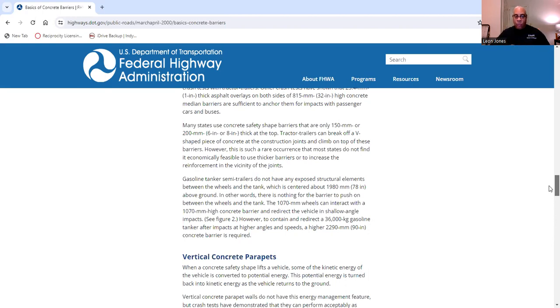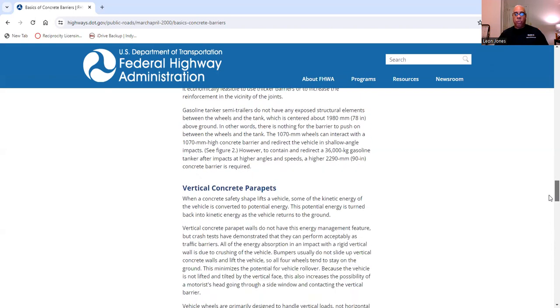However, to contain and redirect a 36,000-kilogram gasoline tanker after impacts at higher angles and speeds, in other words, let me round this out, basically, when you have a gasoline tanker, the barrier can redirect a 36,000 kilogram gasoline tanker after it impacts the concrete barrier at higher angles and speeds. And we're talking about when that happens, a 90-inch concrete barrier is required.